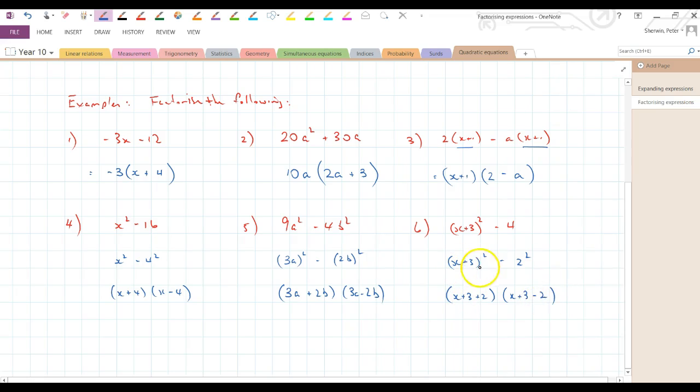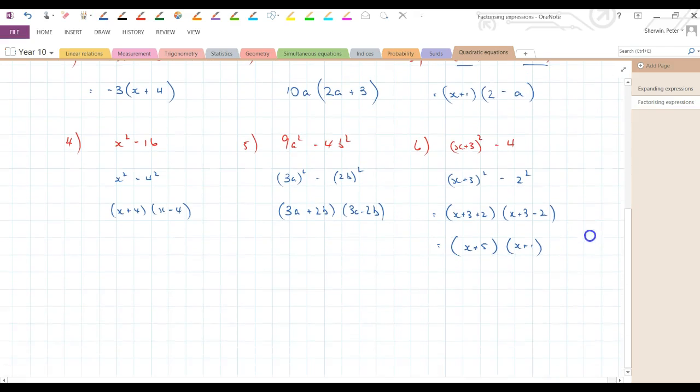See what's going on there? That plus 2, that minus 2. We can simplify this though, can't we? x plus 3 plus 2 is x plus 5. x plus 3 minus 2 is x plus 1. And we've simplified it right back.